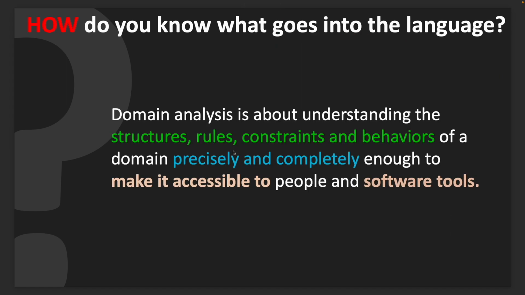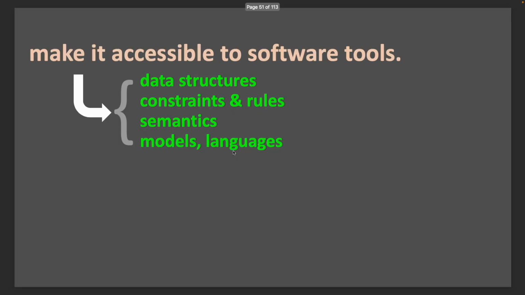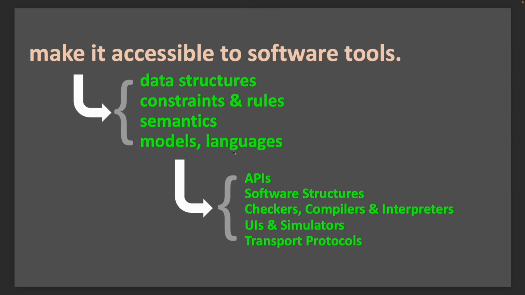Let's briefly define the term domain analysis. It's about understanding the structures, rules, constraints, and behaviors of a domain precisely and completely enough to make it accessible to people and software tools, right? It needs to be formalized, so you can build a tool to program stuff. So again, you understand structures, constraints, rules, semantics, models, and stuff. You understand what I said before in order to build formal data structures, implement constraints, implement interpreters, modeling languages, and stuff like that. And from that, you can then, in the next indirection, also derive APIs, software architectures, checkers, compilers, UIs, simulators, transport protocols. I'm not saying this is all automatic, right?